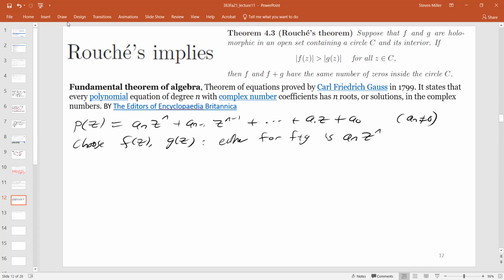I'm just because a_n of course is not 0, otherwise I wouldn't have written it. So do you want f of z to be a_n z^n, or do you want f plus g to be a_n z^n? Good. So let's try f of z equals a_n z to the n. But if this failed miserably, you would then pivot and say, let's try f plus g. So it's really nice when there's only two choices.